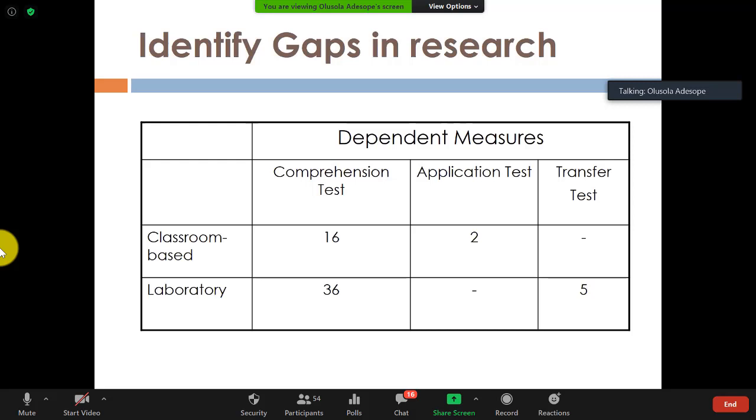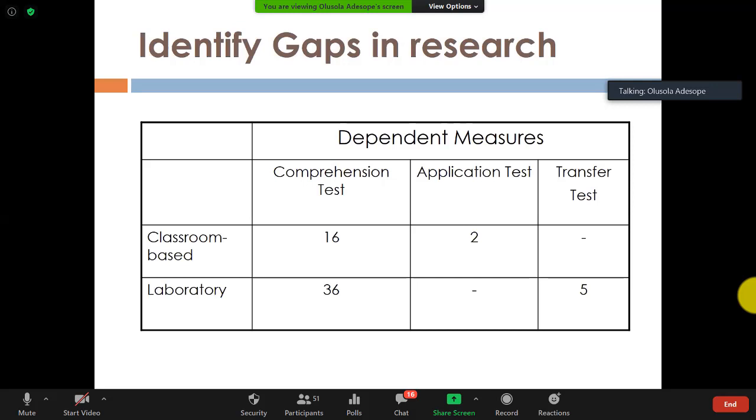Let's say at the end of completing a meta-analysis, you have this table. The table shows the dependent measure. I'm just taking one variable. You may code for hundreds of variables, but this one variable, dependent measure, in, let's say, a meta-analysis of concept maps. So for all classroom-based studies, 2 studies used application tests, 16 studies used comprehension tests, and no study had been published that used transfer tests. Then in laboratory studies, 36 comprehension tests, no application tests, 5 transfer tests. Again, this is just one table of one variable after completing a meta-analysis.